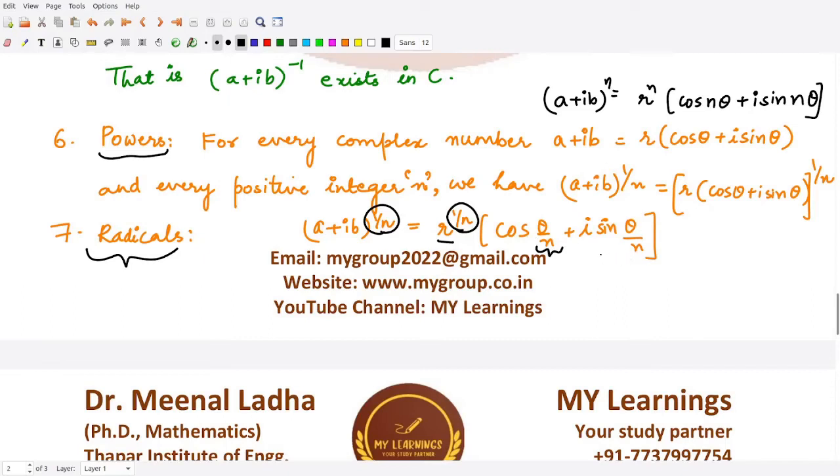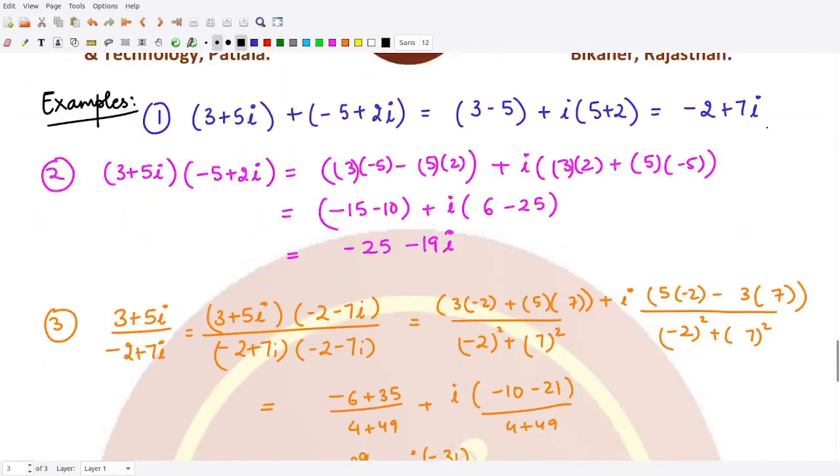So we can see various examples for this. Let's have a look here, quickly, for all the properties. How do you add two complex numbers? You have the first complex number and the second complex number. For adding, you just add 3 with minus 5, that is minus 2, and you just add 5 with the 2, the complex part, that will give you 7. So this is the final answer.